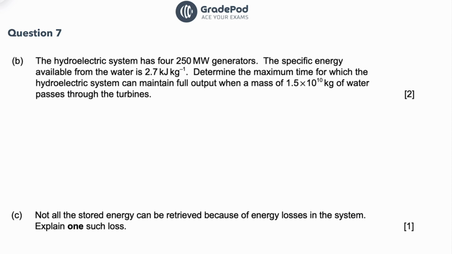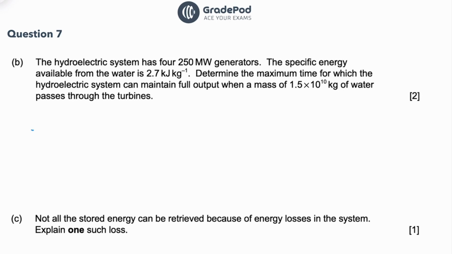Question 7. A hydroelectric system has 4 250 megawatt generators. The specific energy available from water is 2.7 kilojoules per kilogram. Determine the maximum time for which the hydroelectric system can maintain full output when a mass of 1.5 times 10 to the 10 kilograms of water passes through the turbines. Before I go any further, I'm just going to quickly explain what a hydroelectric system is. What you have is a body of water at a height.